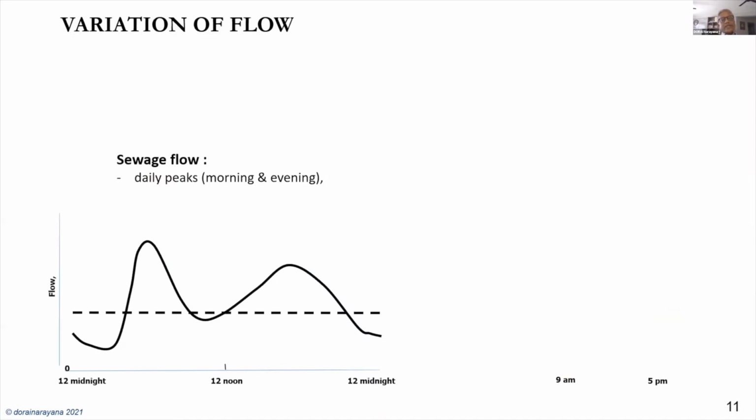But let's look at the variation over the day. This is a typical sewage flow variation. The graph here shows over a day, 12 midnight to 12 midnight. And you have a typical 2 peaks, a morning peak and an evening peak, corresponding to the water usage by people, right? So when more people use water in the morning, you get a high peak in the morning and then an evening peak again. The rest of the time is lower. So this is how the sewage normally varies as it reaches the sewage treatment plant.